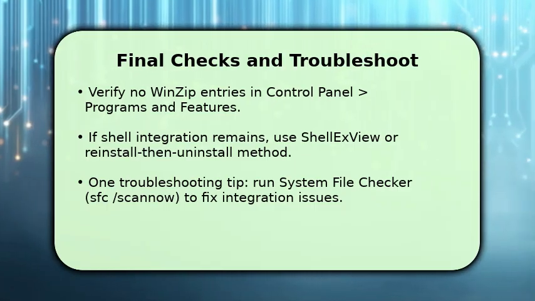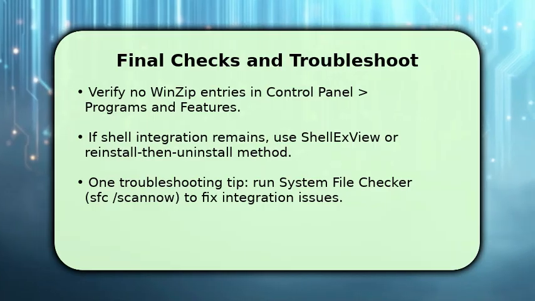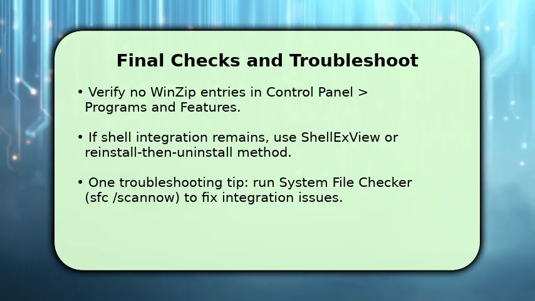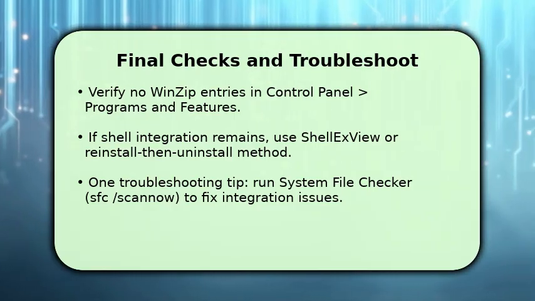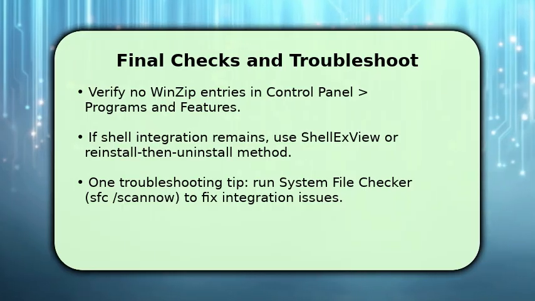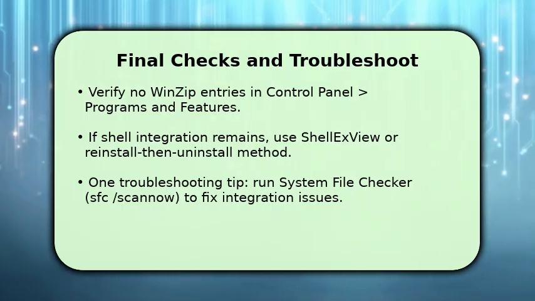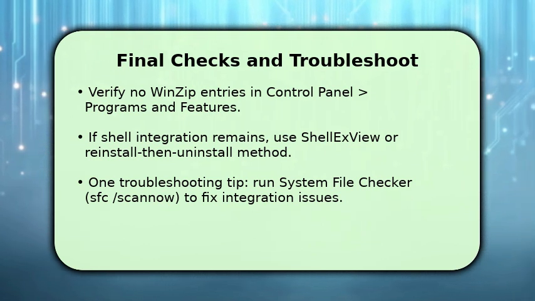If shell menu entries or context menu options persist, use a shell extension manager like ShellExView to disable WinZip entries, or reinstall WinZip and uninstall again to clear broken hooks. If file associations or system integrations still misbehave, run Command Prompt as admin and execute sfc /scannow, then reboot.